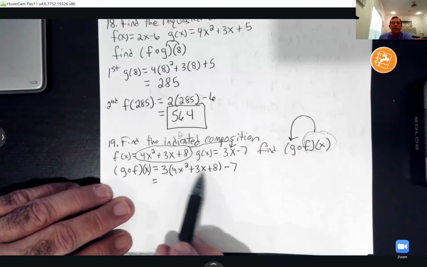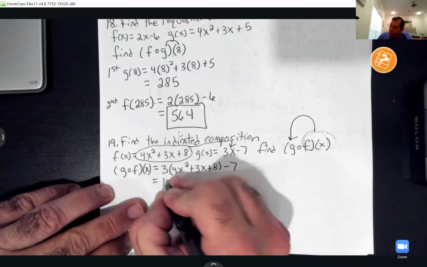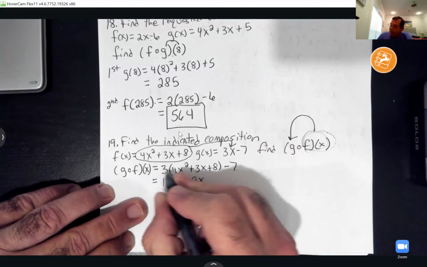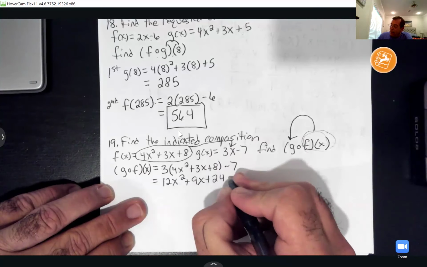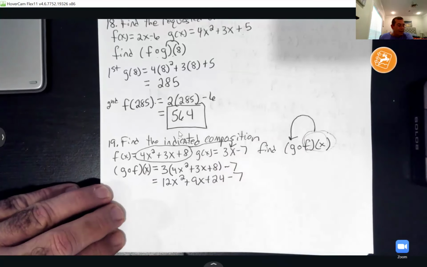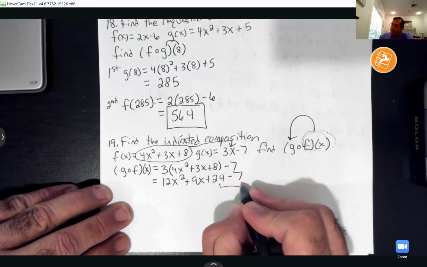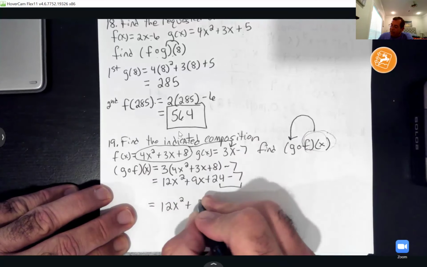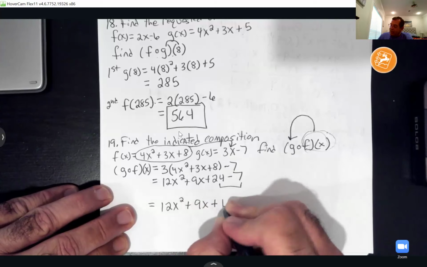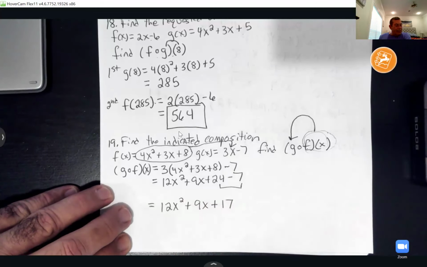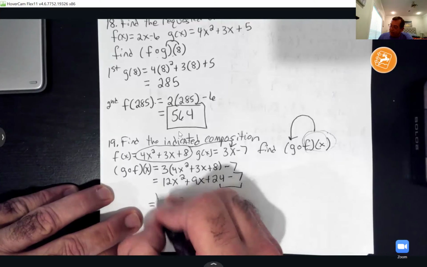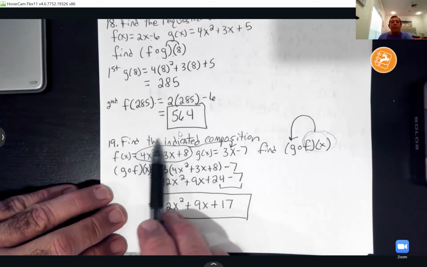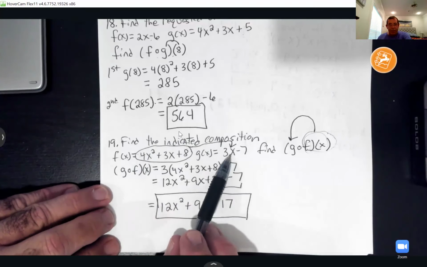All right, so get rid of the parentheses. 3 times 4 is 12x squared. 3 times 3 is 9x. 3 times 8 is 24. And then I got that minus 7. And I'll tell you what, the last thing we could do is combine the like terms. So we end up with 12x squared plus 9x plus 17. And that would be our final answer. Okay, y'all, so take your big f of x and put it into the x for your g, okay?